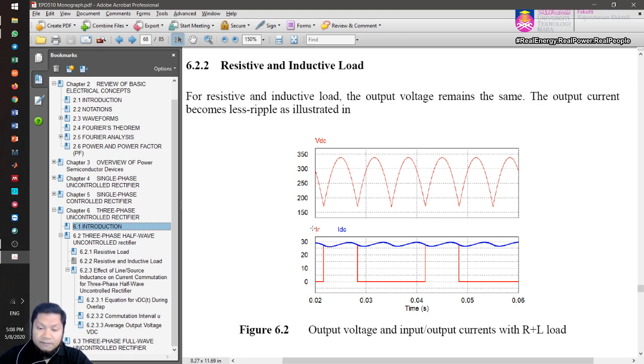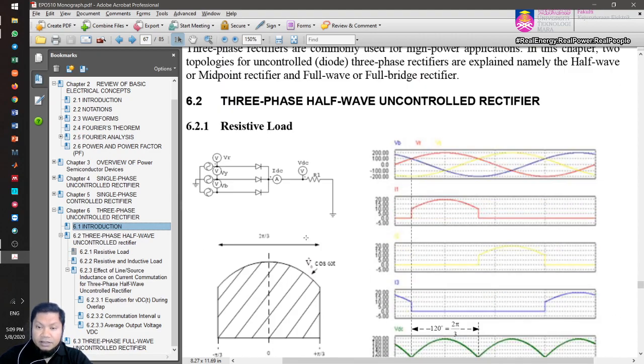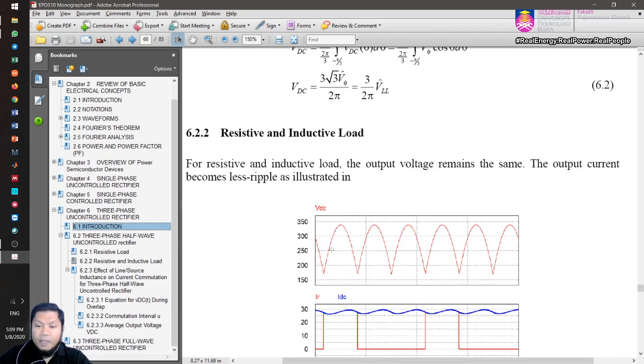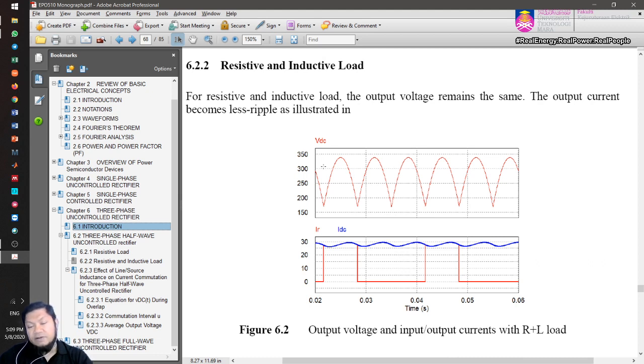So if you look at the red phase current, it will still have this current, but the peak of the current now carries the supply at the output current. So it has less ripple compared to the resistive load. That's the only difference. But if you look into the output voltage, it is very much similar to the resistive load, for resistive and inductive load.